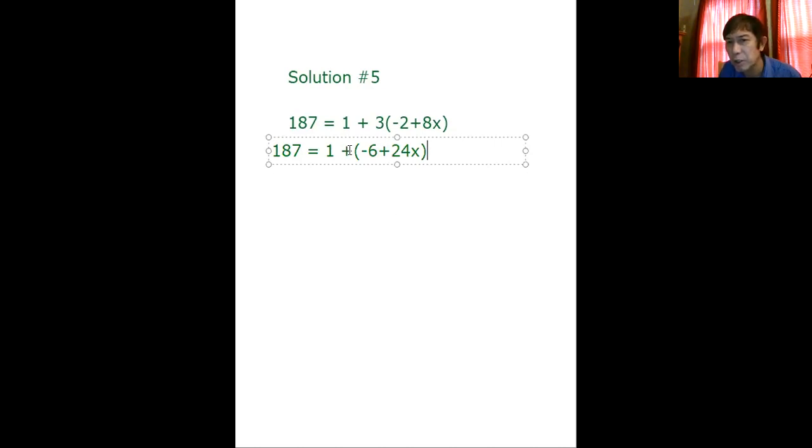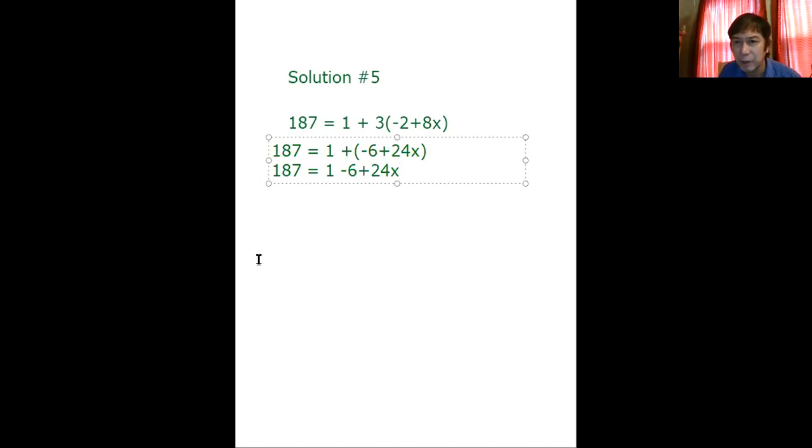We can now eliminate the parentheses, since this is just positive 1. You can look at this as if it's just 1. So you can now just remove this parenthesis, and the next line will be 187 equals the positive 1. When the quantity in the parentheses is preceded by a positive sign, you can simply remove the parentheses without changing anything inside. So that -6 remains -6, and that plus 24x remains plus 24x.